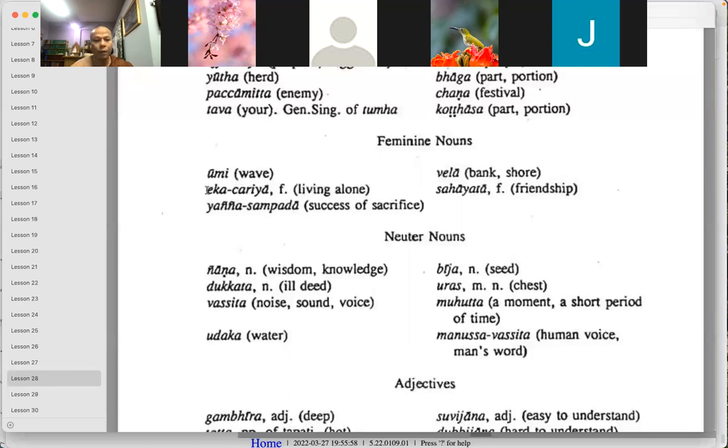And then, Ekachariya. Eka means alone, and chariya means living alone, staying alone. That refers to the noble living, in the forest or something. Not just loneliness. It means living alone, without being married or depending on friends or anyone else. Depending on oneself. So ekachariya, living alone.